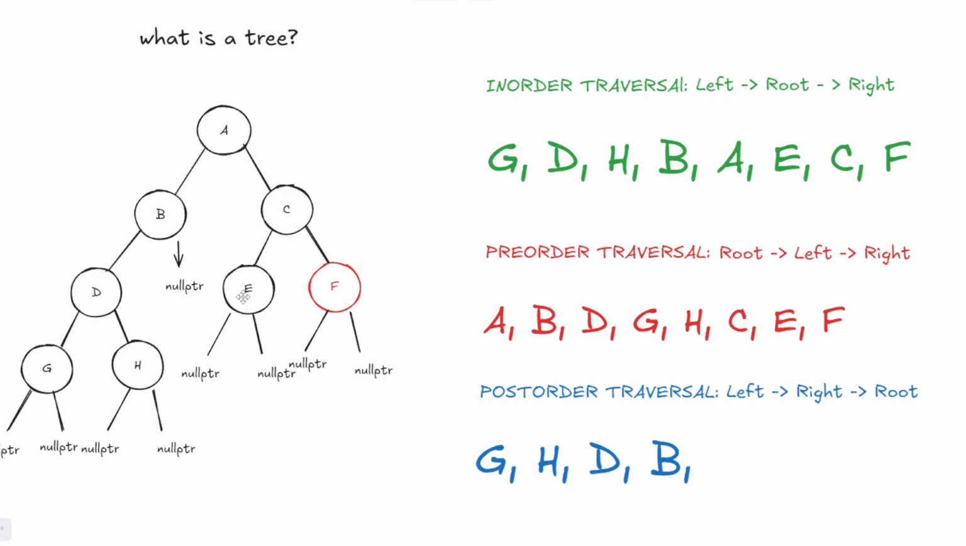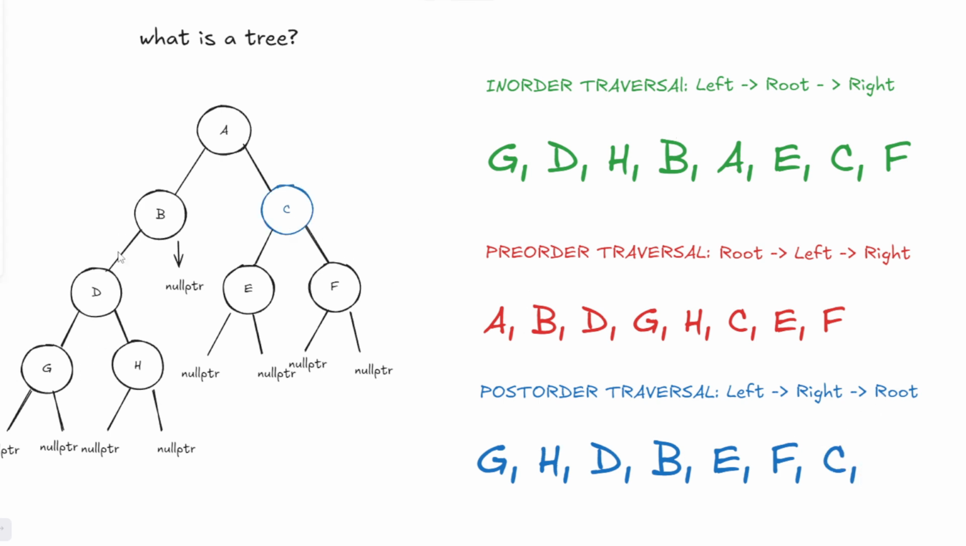C has a left subtree, so we go to E, and E does not have a left subtree, so we finish its left side. It does not have a right subtree, so we finish its right side. And now we visit E. So now we finish the left subtree of C. Now we can go to the right subtree, which is F, and since F does not have a left subtree nor a right subtree, now we can print F. Now since we finished the left side and the right side of C, now we can print C.